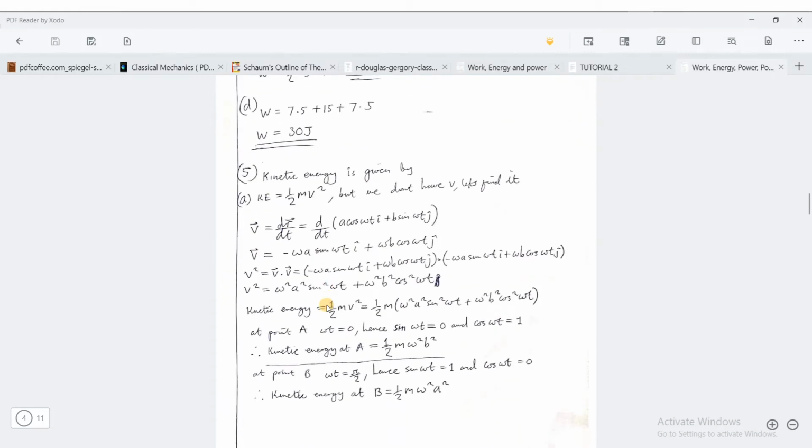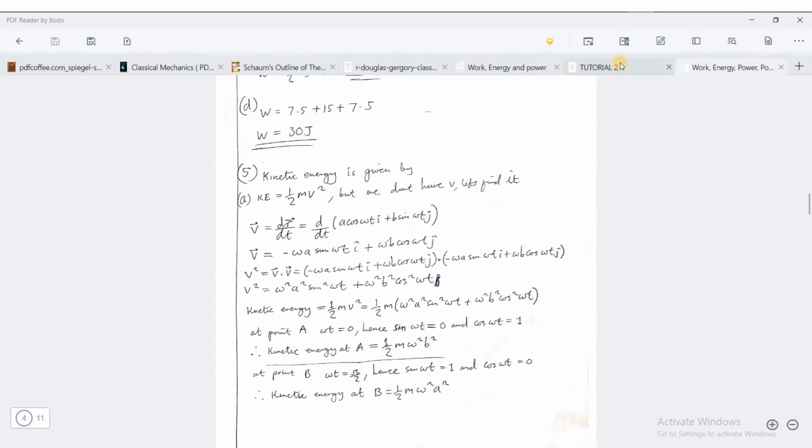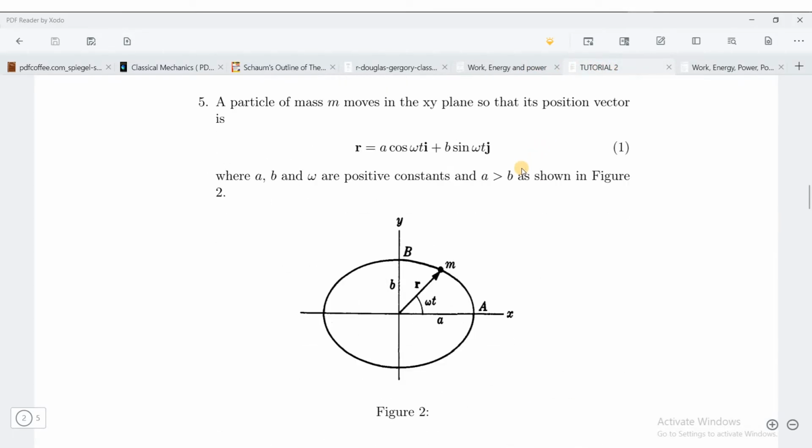Alright, that's how it is done. And now we can also look at a question which is combining many parts of what we've just done. Let's look at number 5.